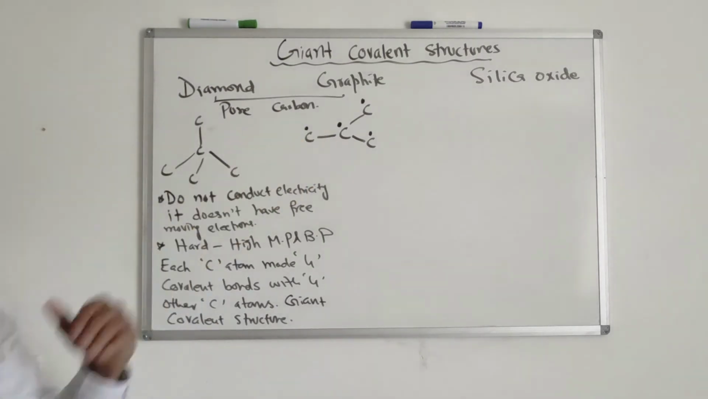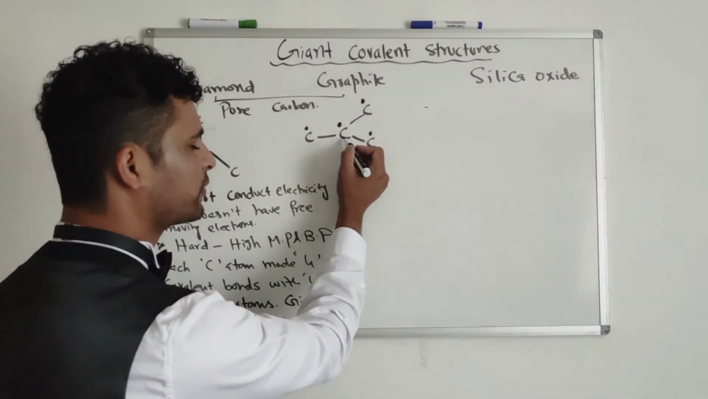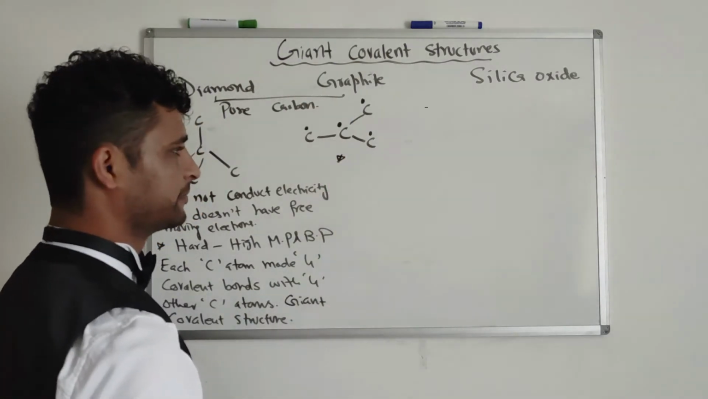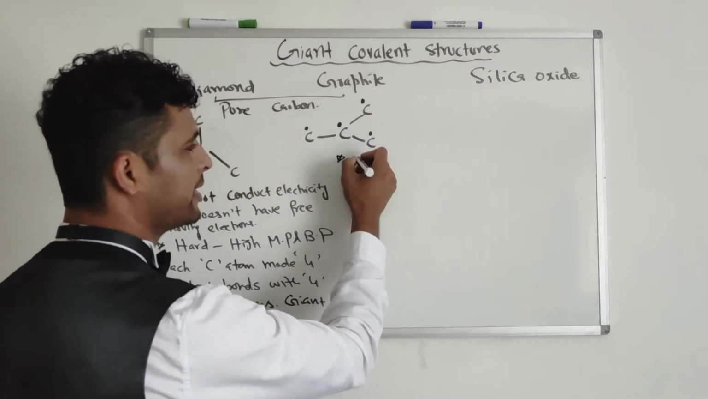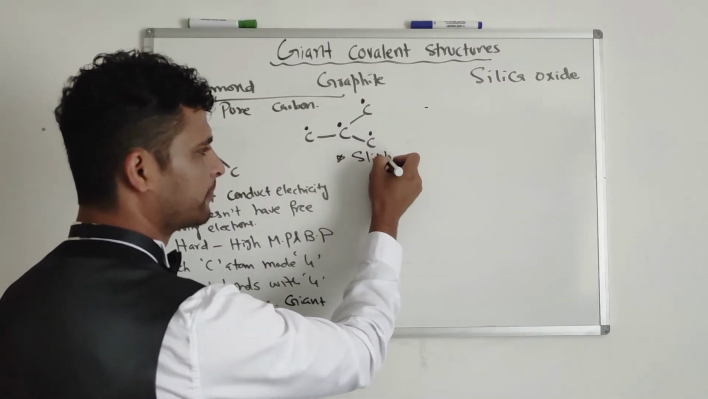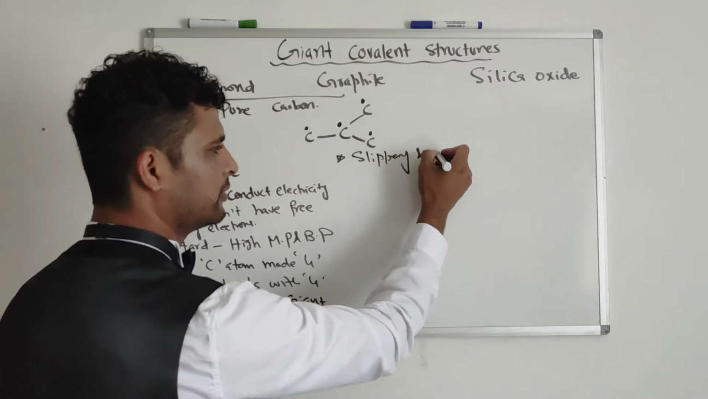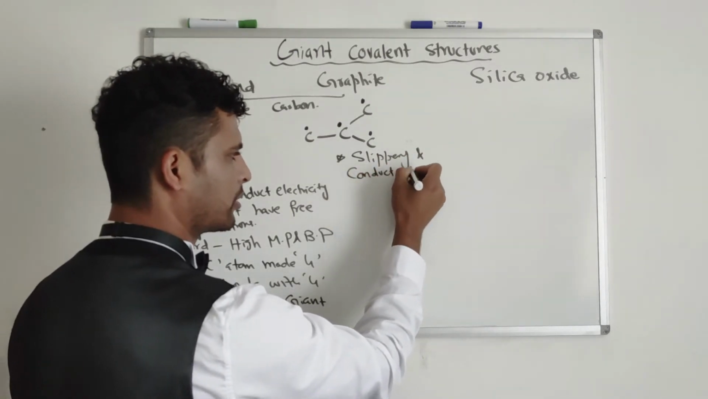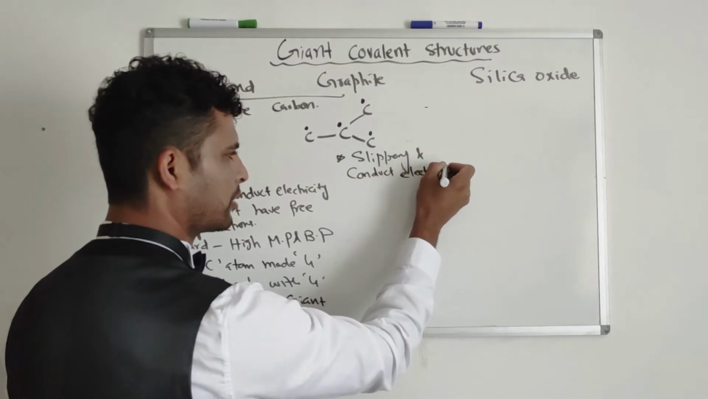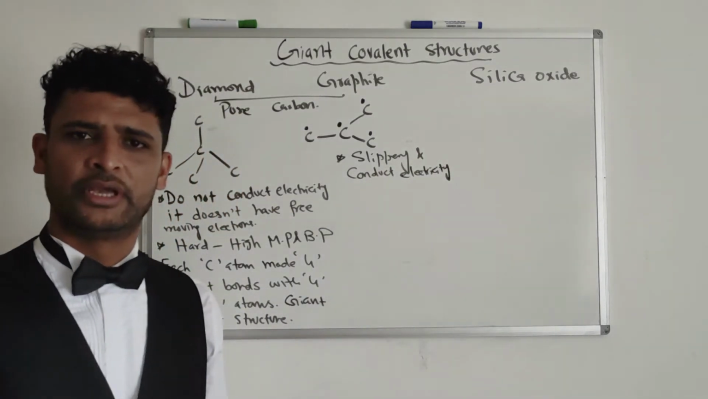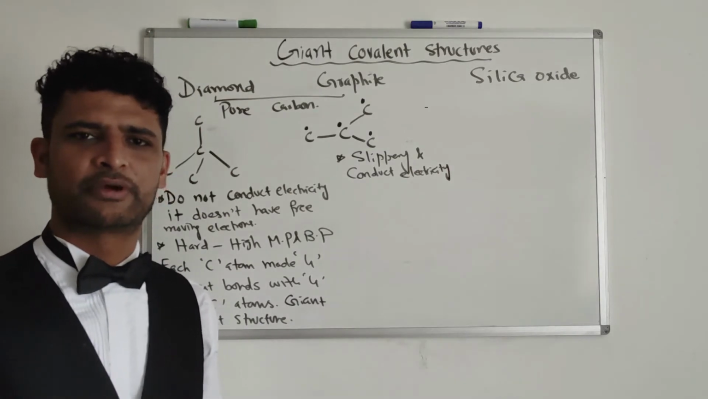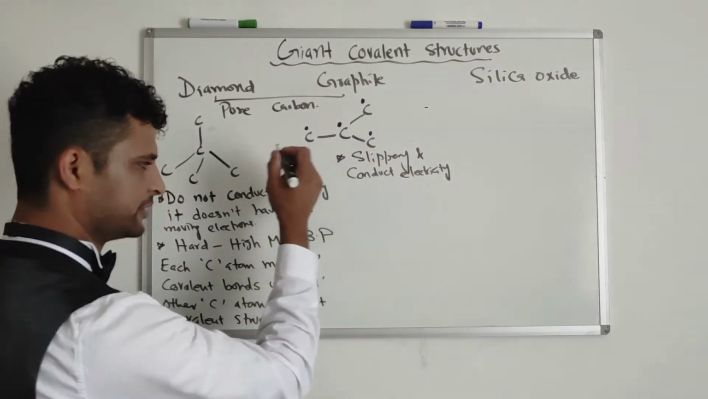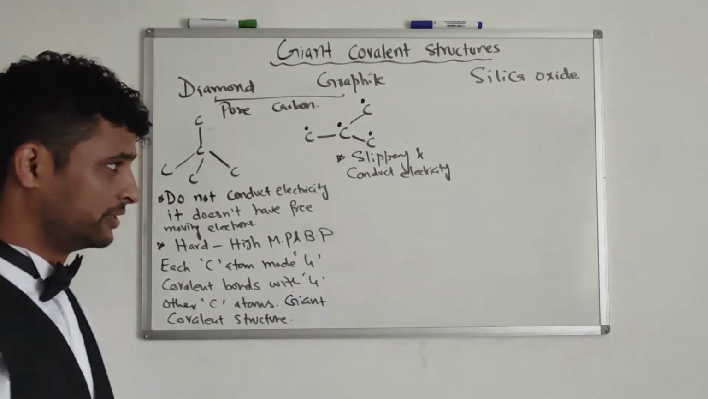Okay, let's talk about graphite. Graphite, on the other hand, has got 1 electron free on each carbon atom. So it has 2 properties. 1, graphite is slippery and it conducts electricity, electricity and heat, both of them. It does have a high melting point and boiling point because it still has a giant covalent structure, but it conducts electricity as well. It's not as hard as diamond.